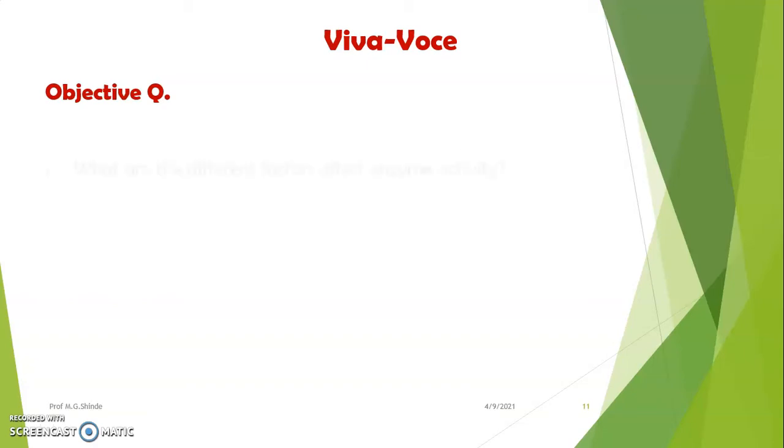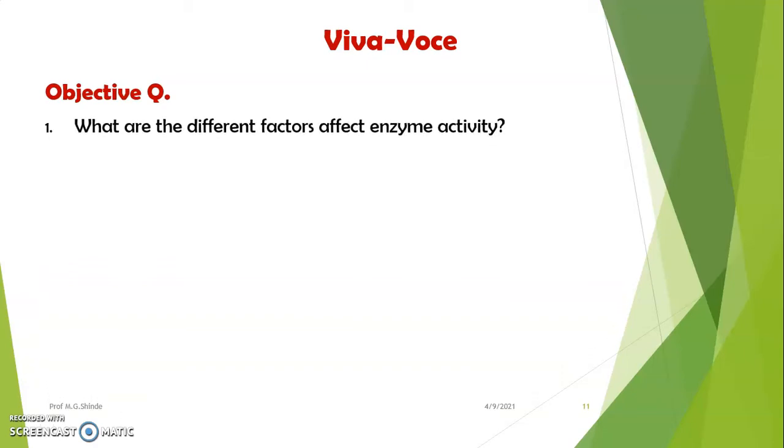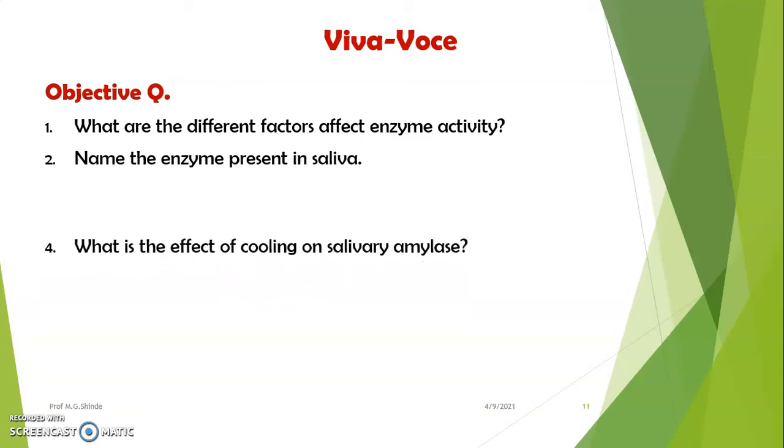Very first question: what are the different factors affecting enzyme activity? Temperature, pH, and concentration are the different factors which affect enzyme activity. Name the enzyme present in saliva. Saliva contains salivary amylase. What is the effect of cooling on salivary amylase? Due to the cooling of the salivary amylase enzyme, it takes more time for the hydrolysis of starch, and therefore the hydrolytic activity is prolonged.